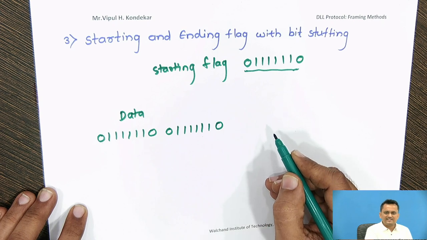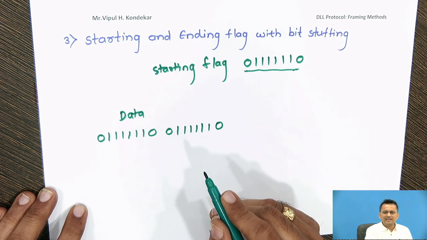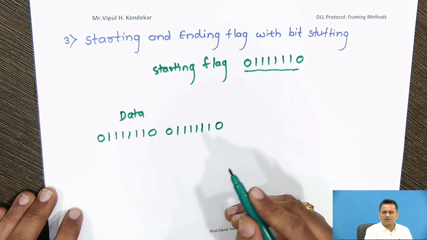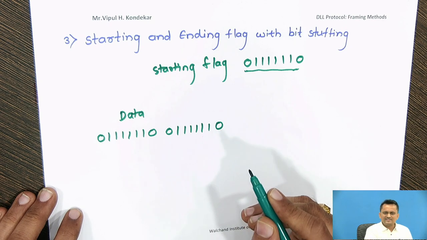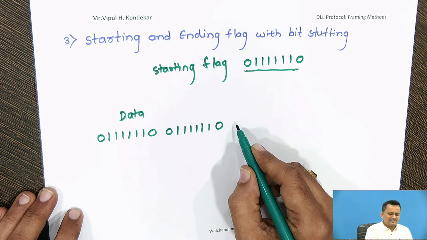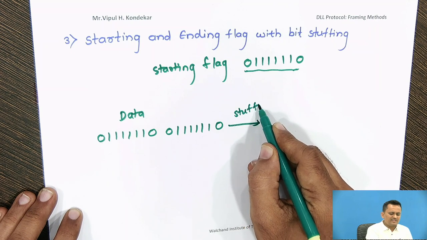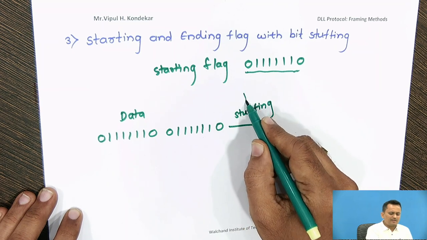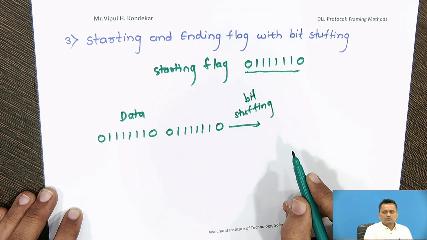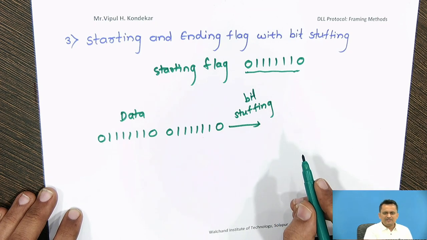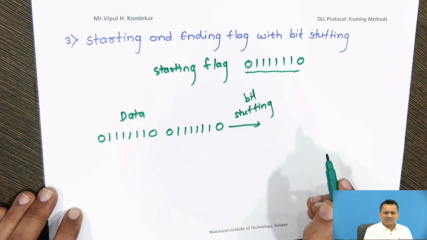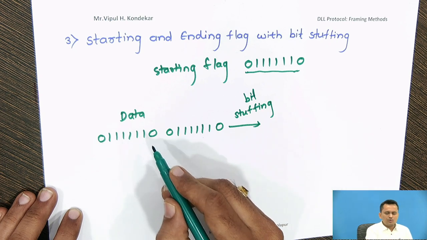This is the data itself. Now this should not be interpreted as a starting or ending flag. So what is done at the transmitter side is stuffing. Stuffing of what? Bits. The transmitter makes sure that never 6 consecutive ones will appear in your data.